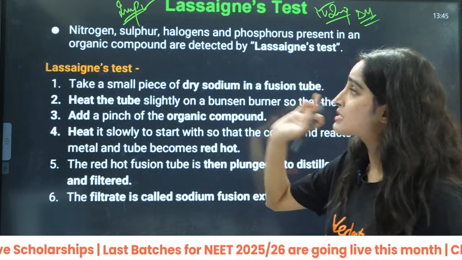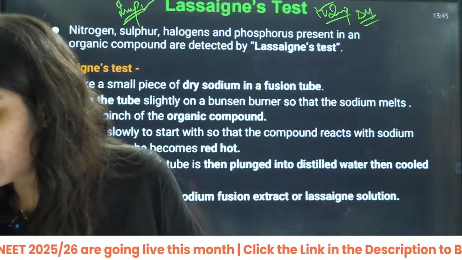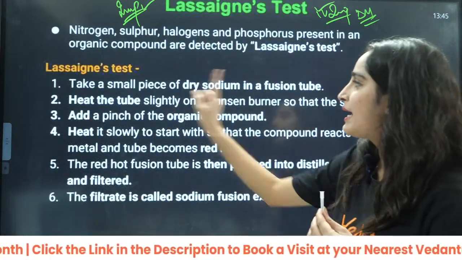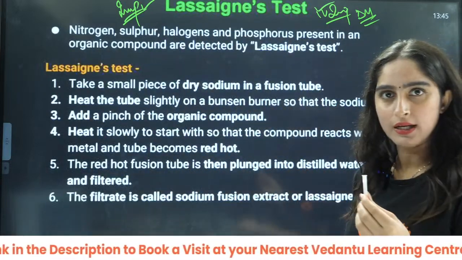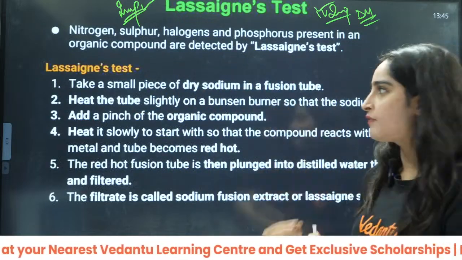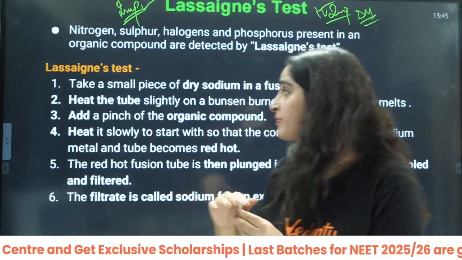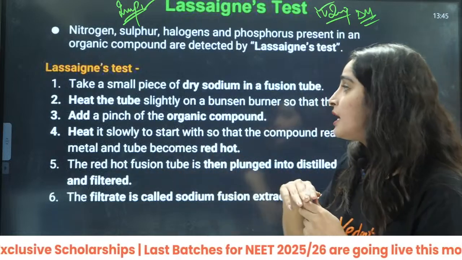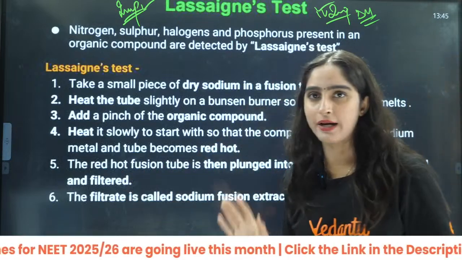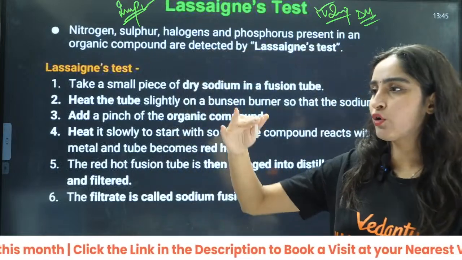Lassaigne test. First is take a small piece of dry sodium in the fusion tube. I told you this is your fusion tube. Again, I am saying this. Okay, this is your fusion tube, right? I'll take one sodium, heat the tube slightly on the Bunsen burner. Okay, you will start to heat that tube, right? So that the sodium melts. Add a pinch of organic compound. Then again you will start heating it slowly, so that the compound reacts with sodium metal and the tube becomes red hot. And this tube will become really red hot, right? So in that case, now you know that I cannot touch it.